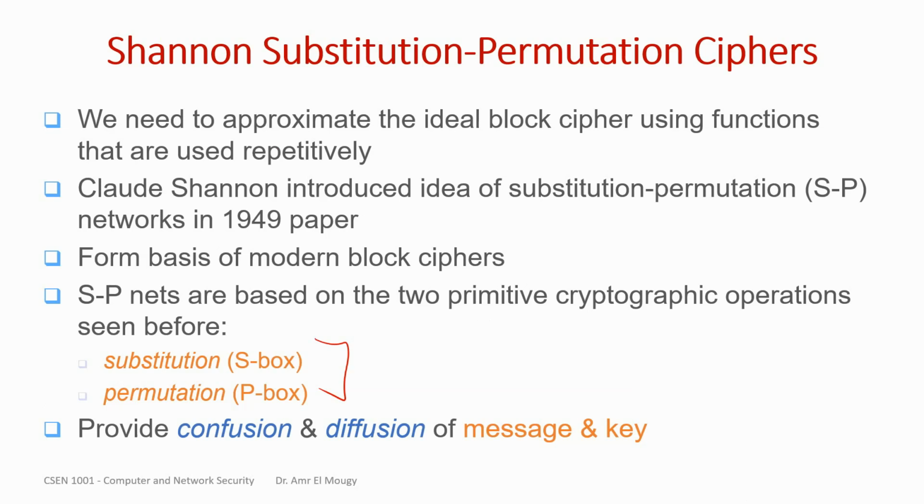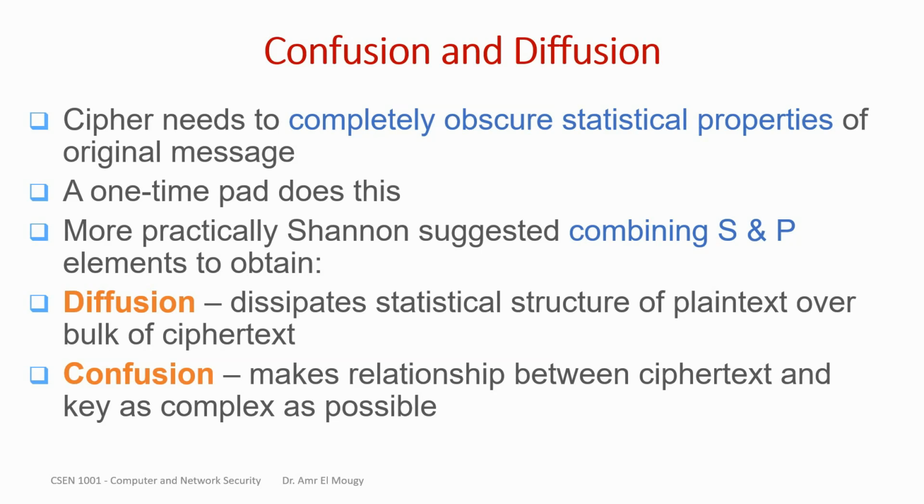The S box and the P box have to be designed such that they achieve the security properties of confusion and diffusion. This is actually what we want to design in a block cipher. We want the design to achieve confusion and diffusion. So how do we design S box and P box that achieve confusion and diffusion? Basically, diffusion means that the statistical structure of the plain text is distributed over a bulk of ciphertext. Let's say, for example, your plain text is 128 bits.